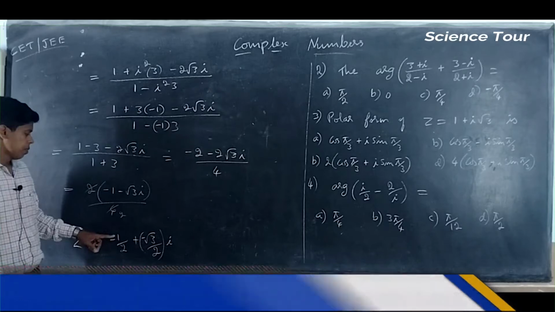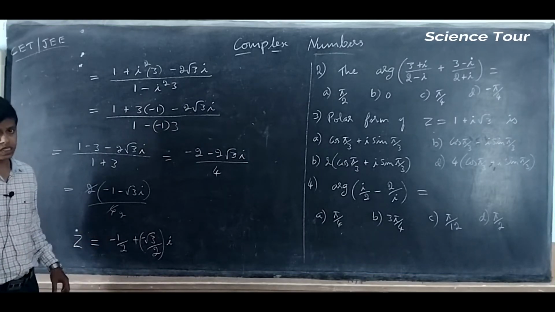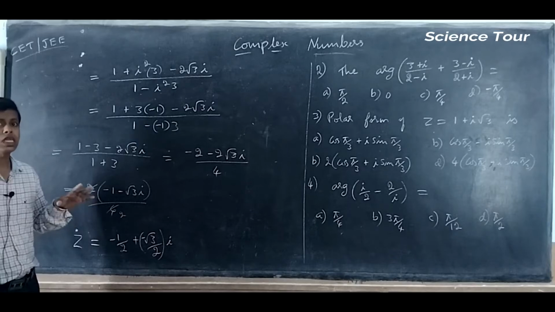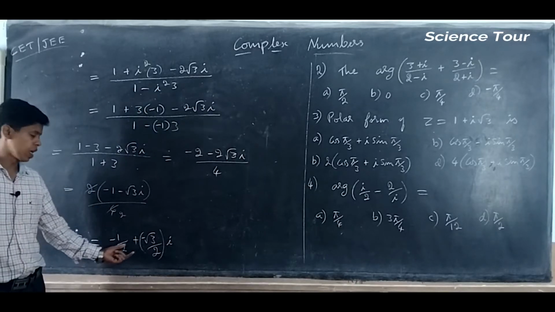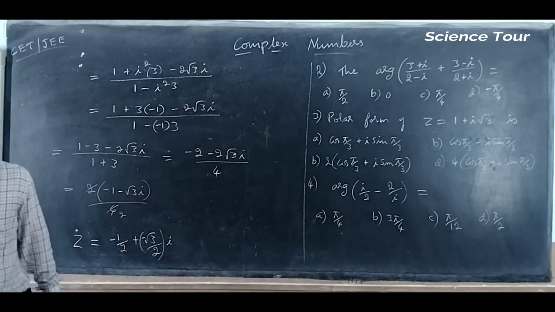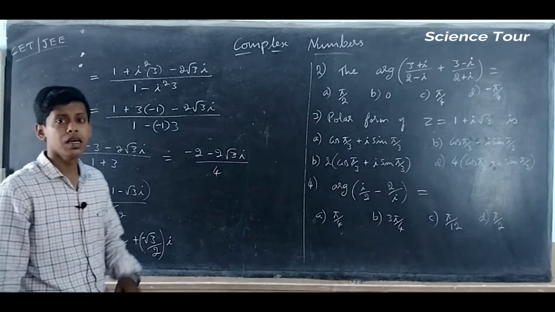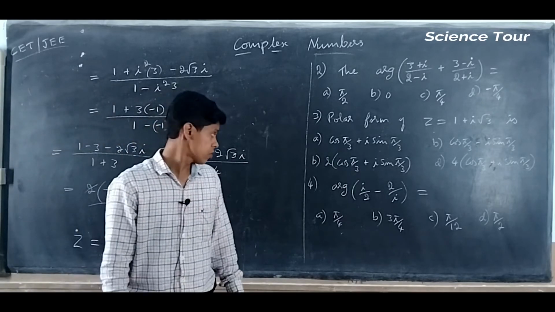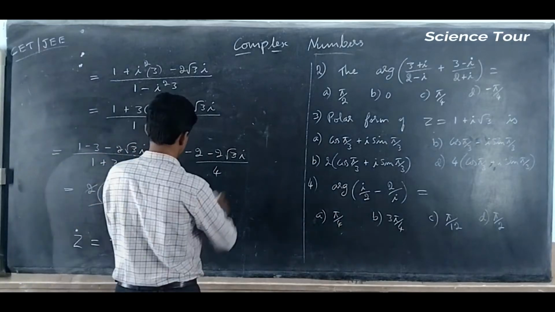Well, now understand, compare this with your standard form. z is equal to x plus iy. So what is the value of x? Minus half. Value of y is minus root 3 by 2. That means both x and y are negative. Both x and y are negative. So what do you do? Which quadrant do you go to?